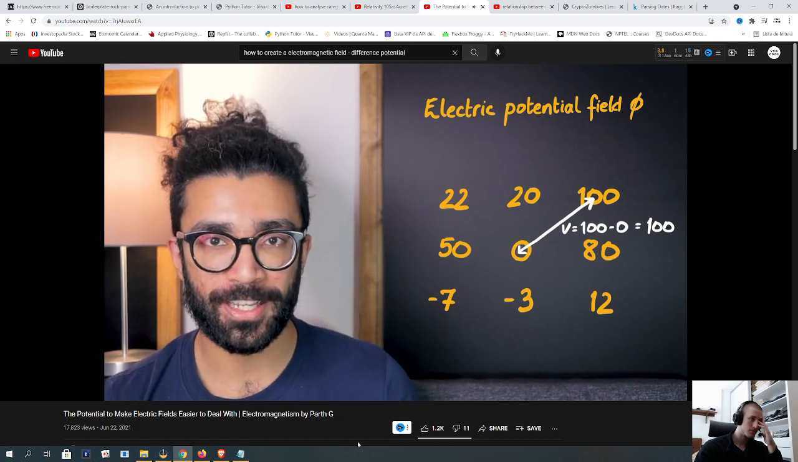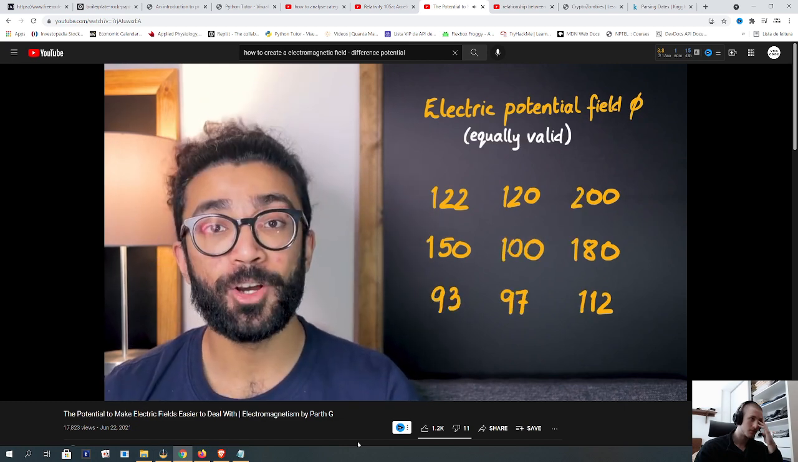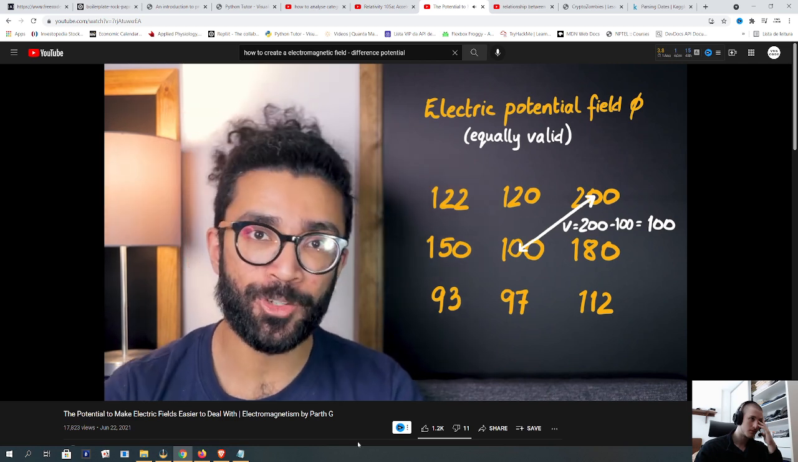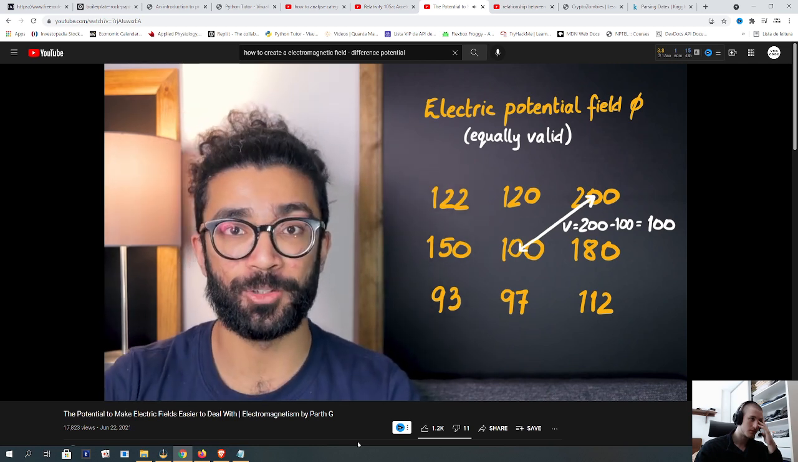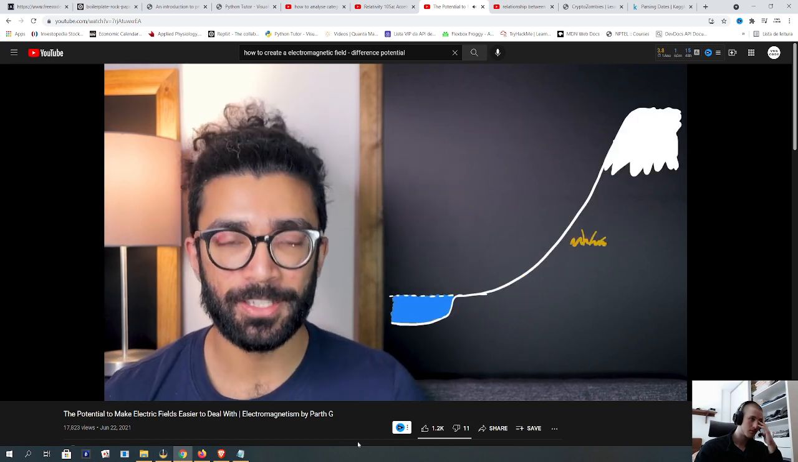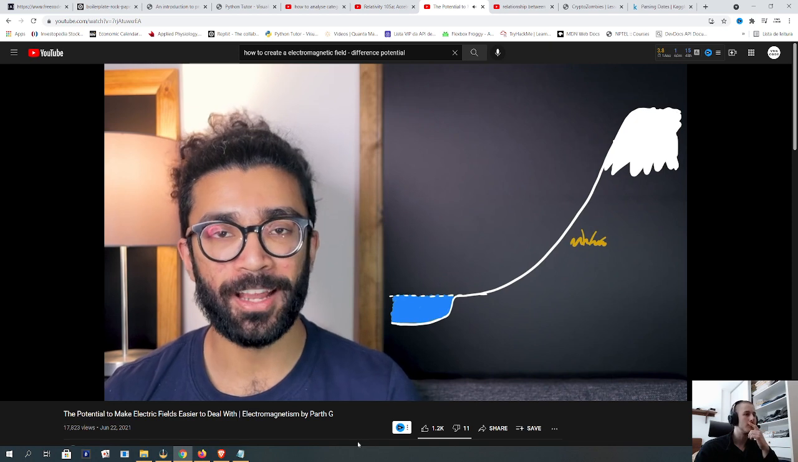But equally, we could choose to say that our potential field looks like this instead. And so the potential difference between the same 2 points is still 100 volts. And you'll notice that the potential difference between any 2 points is still preserved, but the actual values of the potential at any point do not matter. This is very similar to the following scenario. Let's imagine we want to climb a mountain. We can choose what we define as being a height of 0 meters.